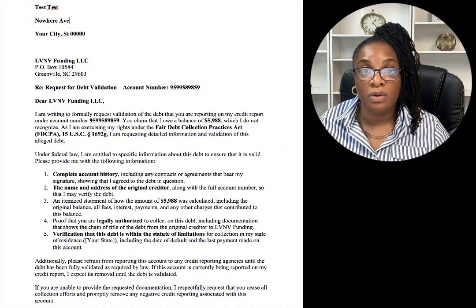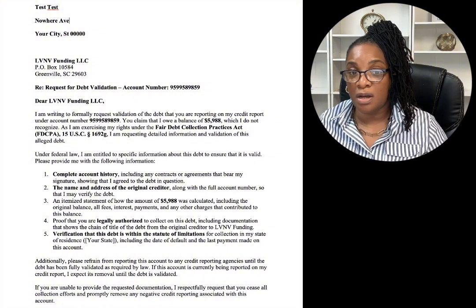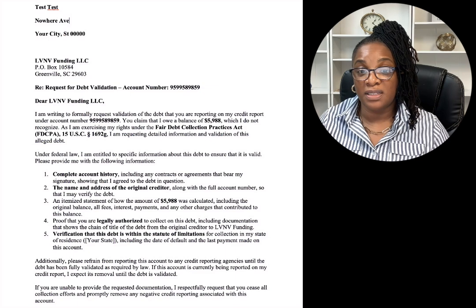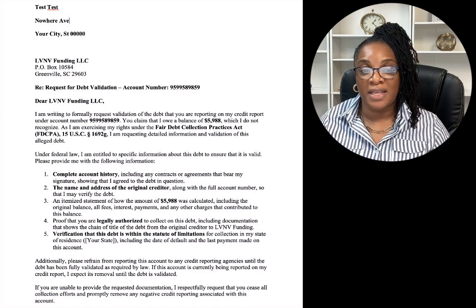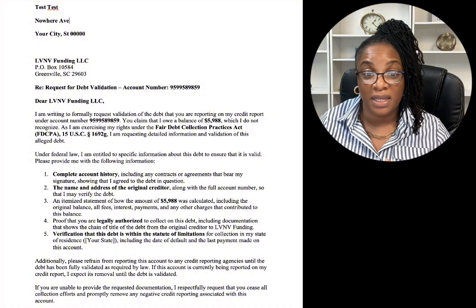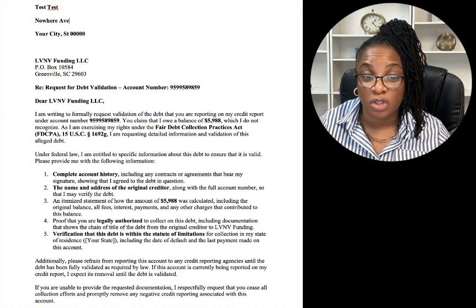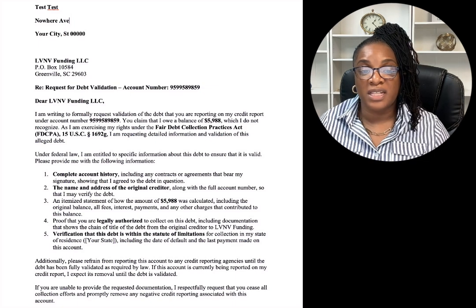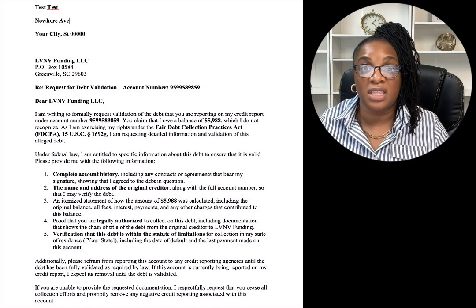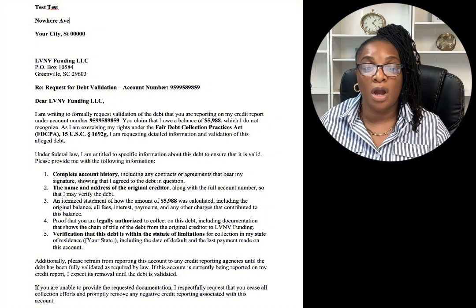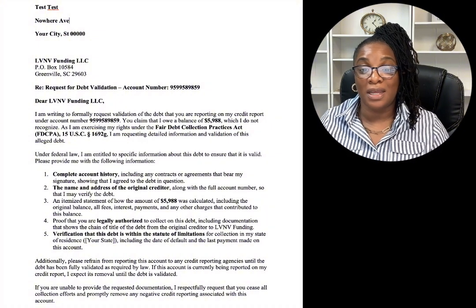So I'll explain real quick what the difference between validation and verification letters are. This is a debt validation letter, and in the debt validation letter, you're going to ask things like for a complete account history of the account that they're saying that you owe, name and address of the original creditor. You're going to ask for an itemized statement of how they came to whatever the amount is that they're claiming that you owe.